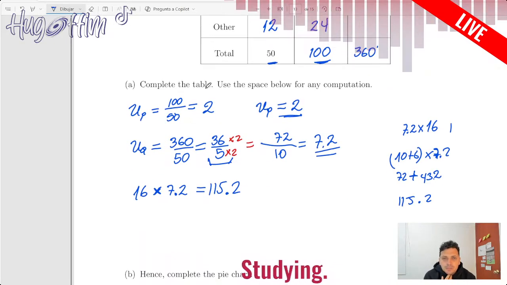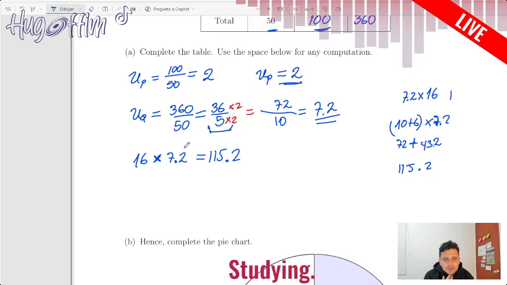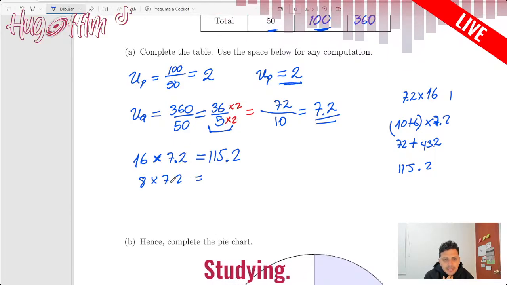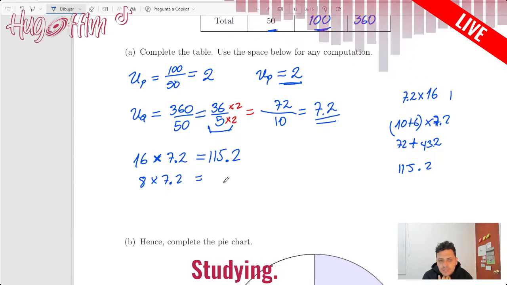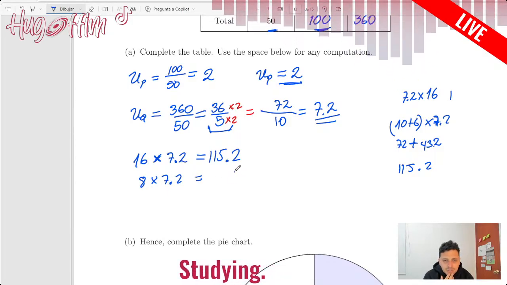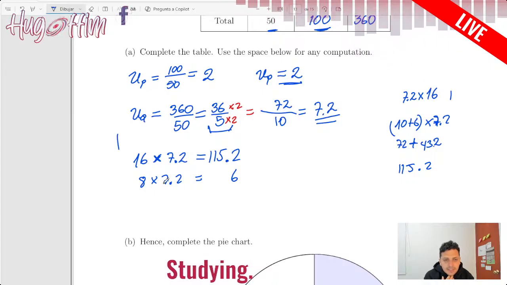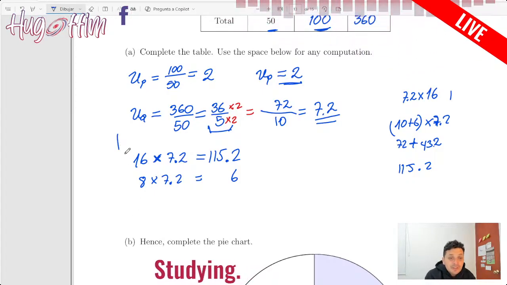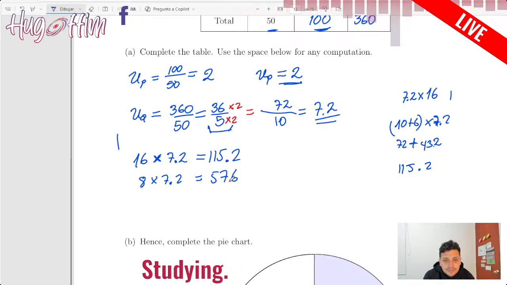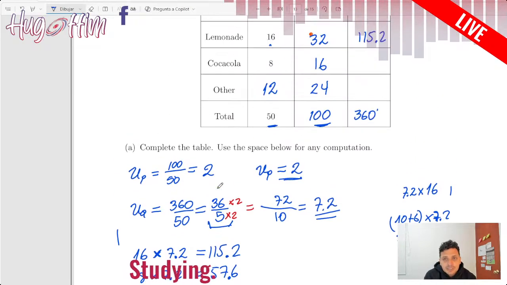Now I have to multiply 8 times 7.2. So I'm going to multiply 8 times 72 and then divide by 10. 8 times 2 is 16. 1 left. 8 times 7 is 56 and 1, 57. So 57.6.